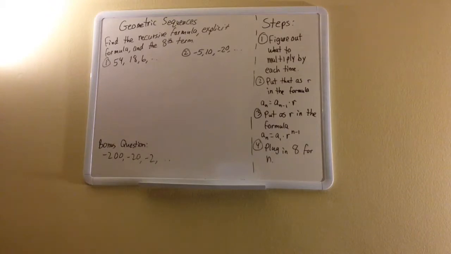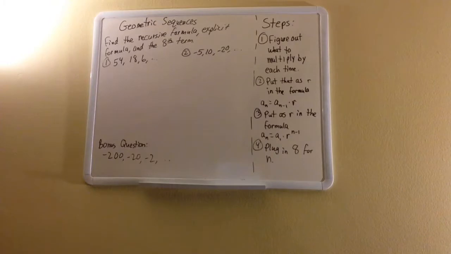So basically we need to figure out what to multiply by each time to get the next number. Then we're going to put that as r in that formula, an equals an minus 1 times r. That's for the recursive formula. For the explicit formula, we get an equals a1 times r to the n minus 1 power. And the last part is you plug in 8 or whatever number you're using for n. Okay, so let's go ahead and get started.